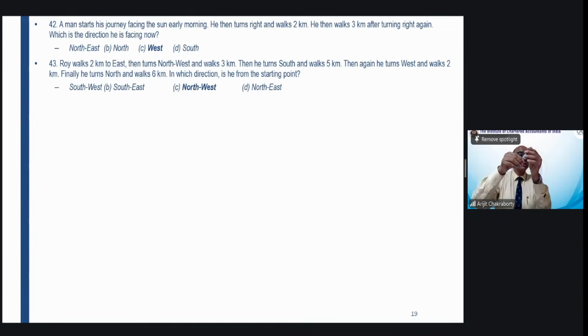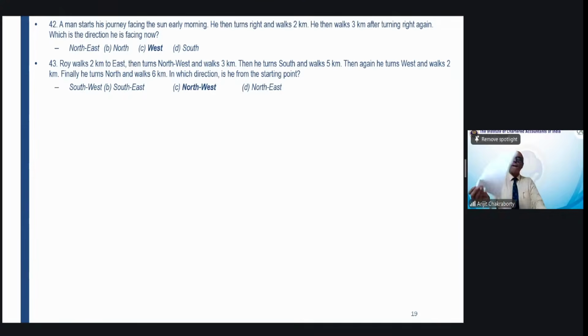Then he turns south, and walks 5 kilometers. Northwest jane ke baad, he is walking for 5 kilometers south. Okay, fine. Then he turns west. He is turning west and walks 2 kilometers. Please draw 2 kilometers. Finally, he turns north and walks 6 kilometers. Okay, 6 kilometers north. In which direction is he from the starting point?